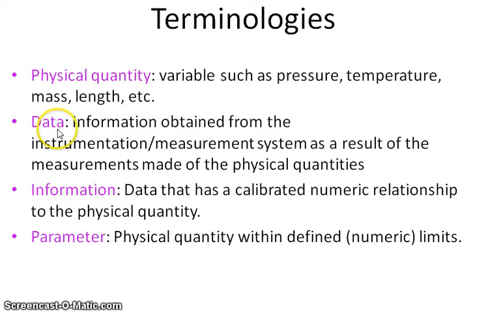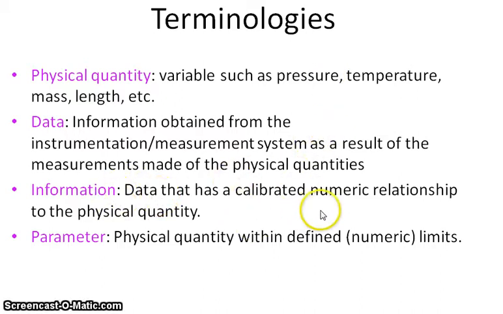The second one is the data. It is the information obtained from the instrumentation or measurement system as a result of the measurements made of the physical quantities. That is, any physical quantity can be expressed in terms of some notations or units, that is 50 kilograms or 1 liter, like that. That measured value is called the data.